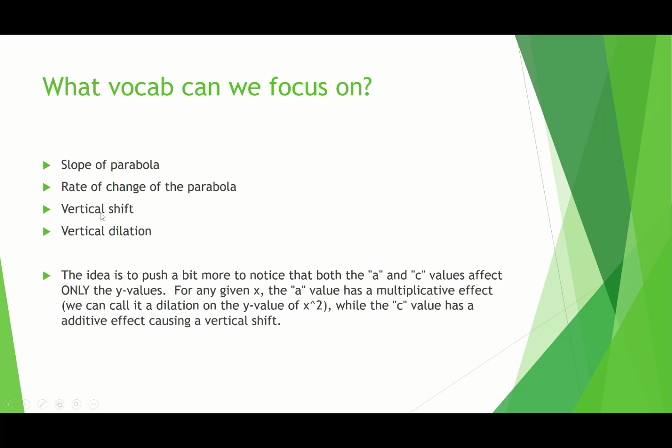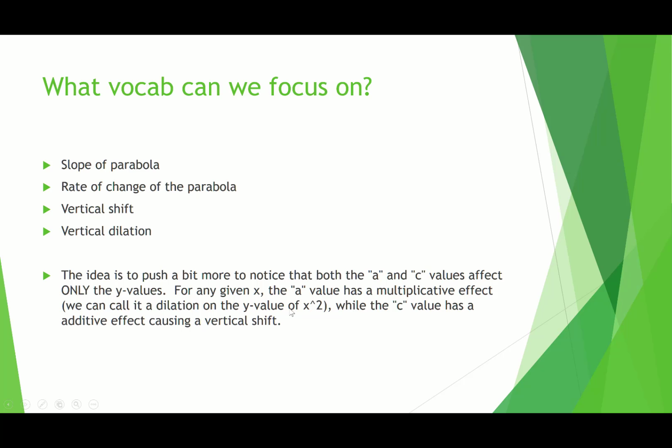One of you wrote that changes in C cause a vertical shift. That's fantastic. That's exactly what we are visualizing, where every y has a vertical shift, either in the positive or the negative direction. And when you change A, it's a vertical dilation. So the idea is to push a bit more to notice that both A and C values affect only the y values, but all of the y values. For any given x, the A value has a multiplicative effect. Okay, that is what we call this vertical dilation.